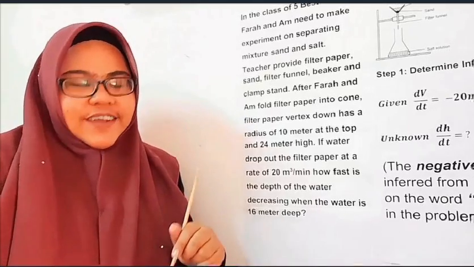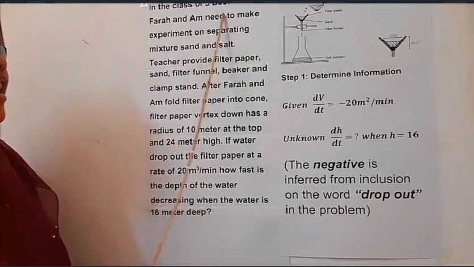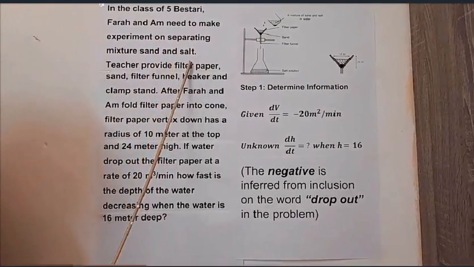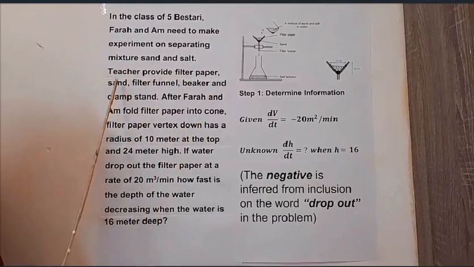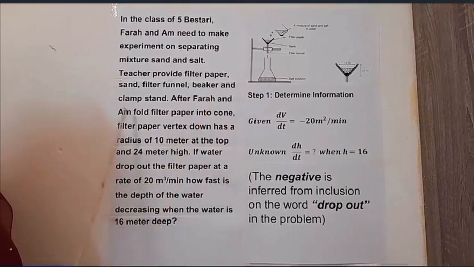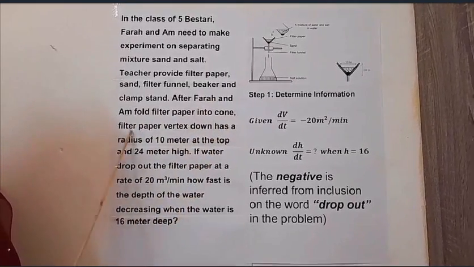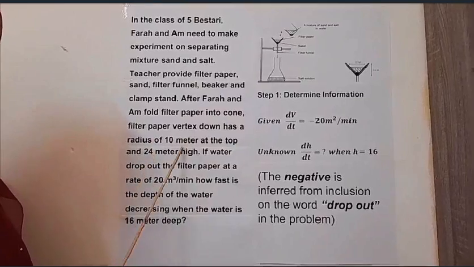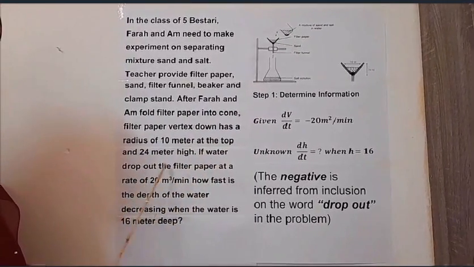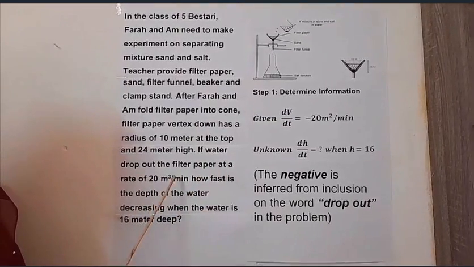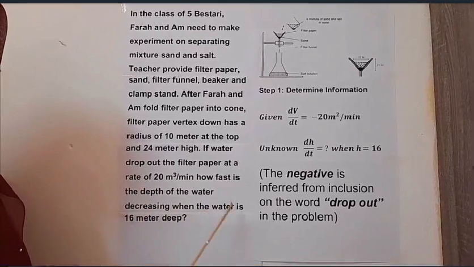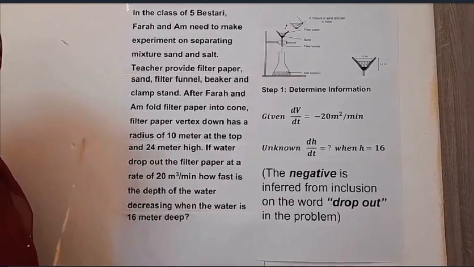Here is the question. In the class of fast study, Farah and Am need to make an experiment on separating a mixture of sand and salt. The teacher provides filter paper, sand, filter funnel, beaker, and clamp stand. Farah and Am put the filter paper into a cone, with the vertex down, with a radius of 10 meter at the top and 24 meter high. If water drops out of the filter paper at a rate of 20 cubic meter per minute, how fast is the depth of the water decreasing when the water is 16 meter deep? So we go to the first step.